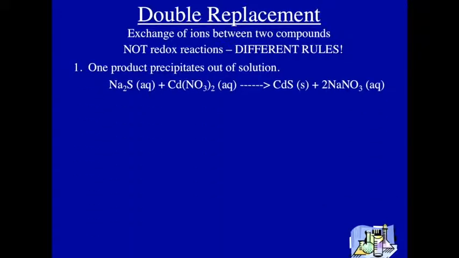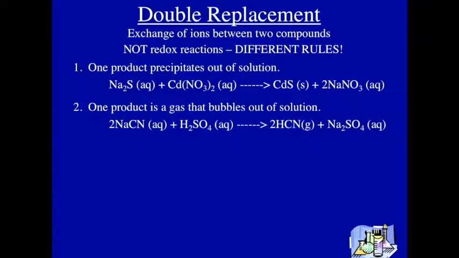What we see in double replacement reactions possibly are precipitates forming. In this particular case, we have sodium sulfide, which is aqueous, it's dissolved in water. Cadmium 2 nitrate, which is also dissolved in water. We make cadmium 2 sulfide, which is a solid. It is insoluble in water, so it precipitates out. And sodium nitrate, which is an aqueous compound. Nitrates all dissolve in water. There are no exceptions to that.